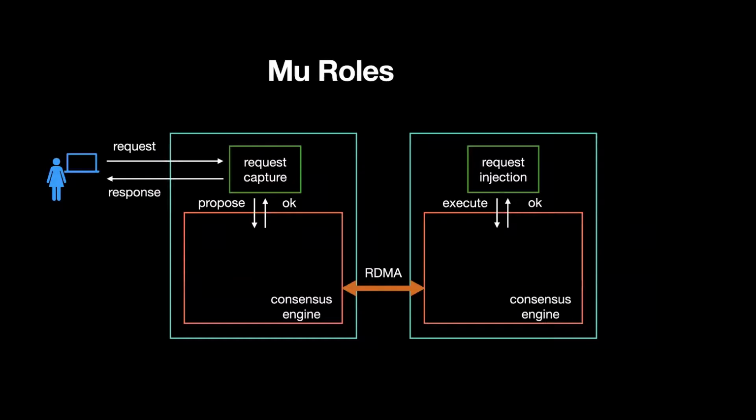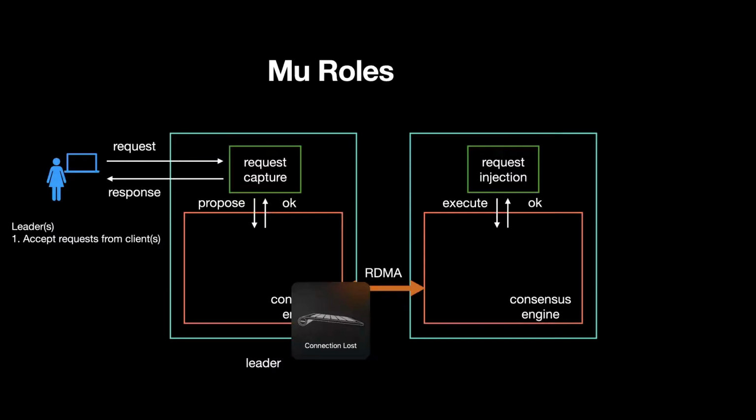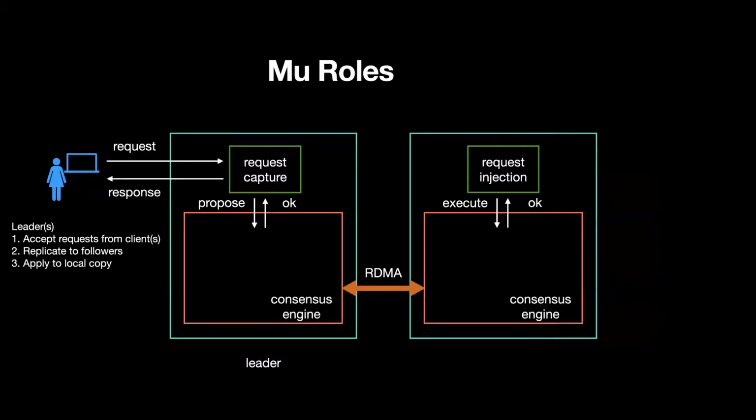Now let's start the discussion of the Mu consensus algorithm. Let's first look at the roles that the servers play in the algorithm. There is a leader which communicates with the clients, receives requests, and also replicates these requests to the followers. After the requests are replicated, the leader applies these changes to its local copy and responds to the client.